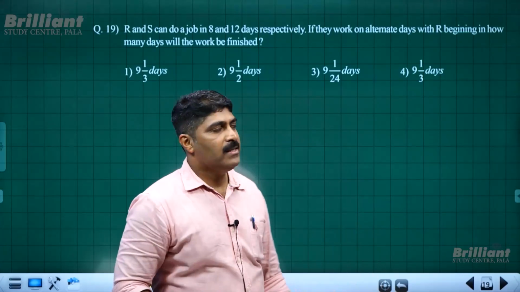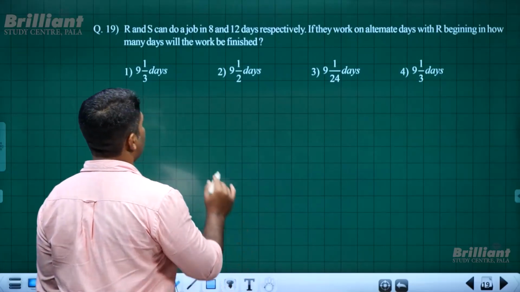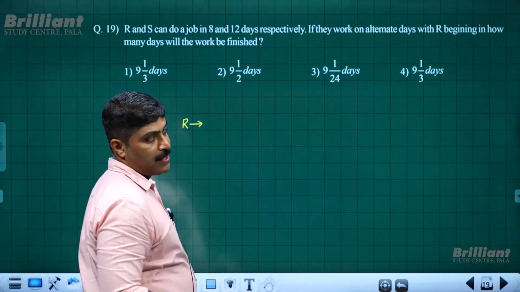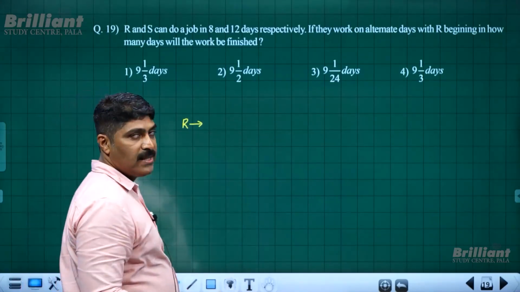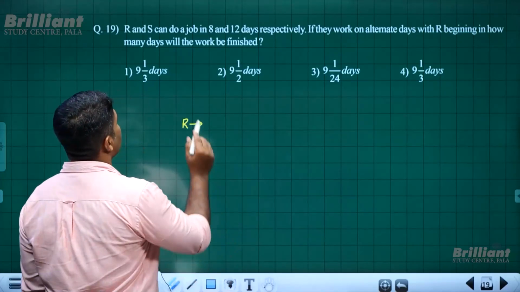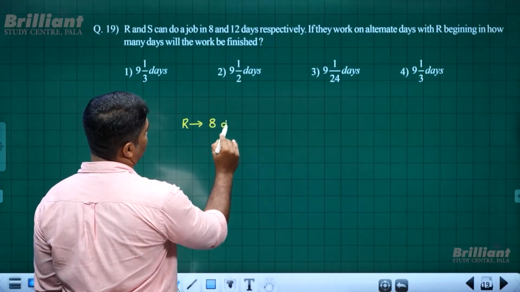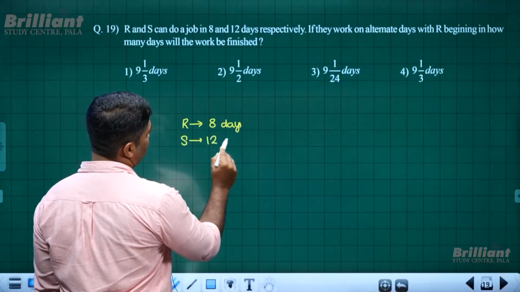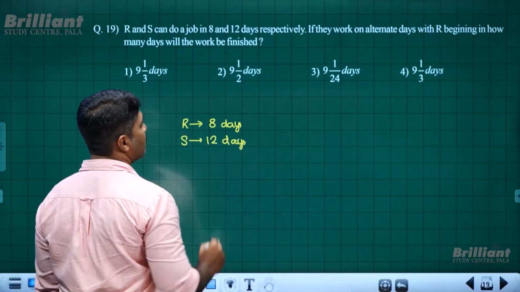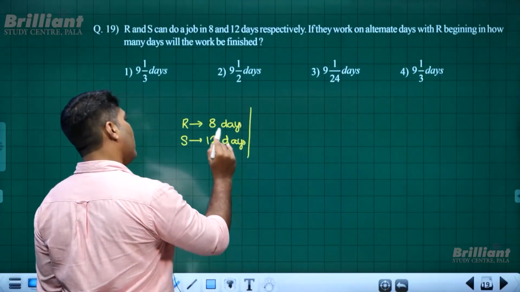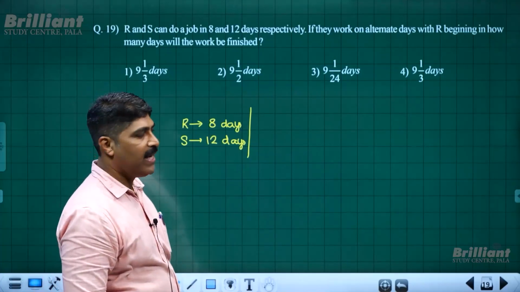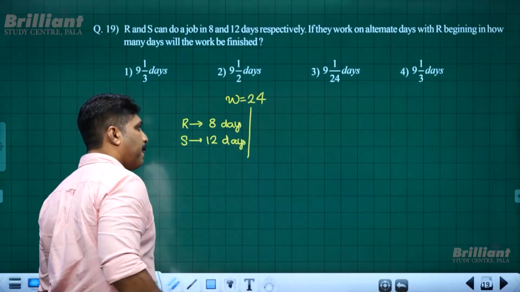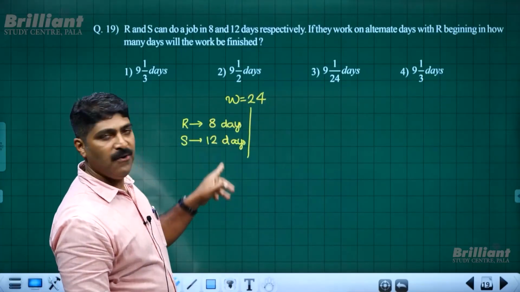Whenever we get similar types of questions, first of all, you have to frame a basic idea about the distribution or the statistics related to the number of days and the efficiency of these two persons. Here R can do a piece of work in 8 days and S can do it in 12 days. So what is the LCM of 8 and 12? Easily we can conclude that it is equal to 24. So this 24 is nothing but the LCM of 12 and 8.